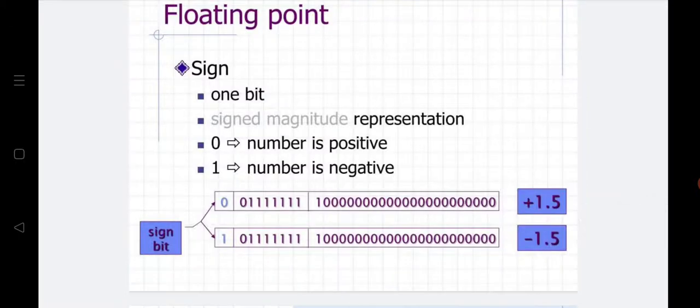Just now I have told you, the sign is a 1 bit number. If it is a 0, then it will be a positive number. If it is a 1, then it will be a negative number. So in floating point, it is a sign magnitude representation. I will not go with an unsigned magnitude representation. We always go with a signed magnitude representation. So always you will have a sign bit. If it is 0, then it is a positive number. If it is 1, then it will act as a negative number.